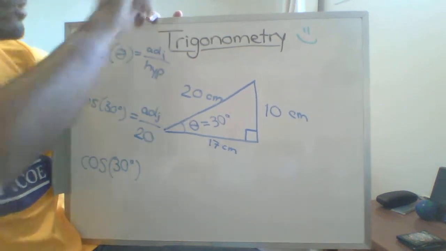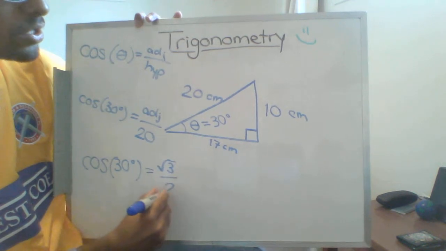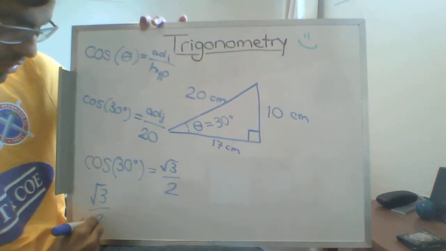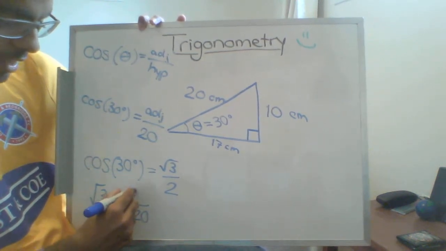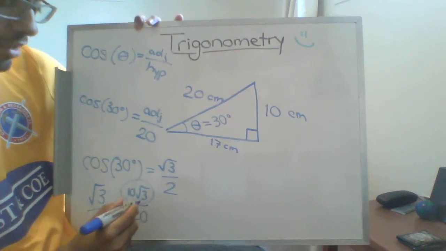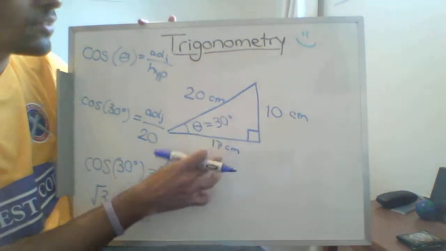So we've got cosine of 30 is root 3 over 2, and then we've figured out that if we have root 3 over 2 equals something over 20, then this thing up here must be 10 times root 3, and this is the length of our adjacent side, which is about 17 centimeters. Alright, so we've got 10, 17, and 20.